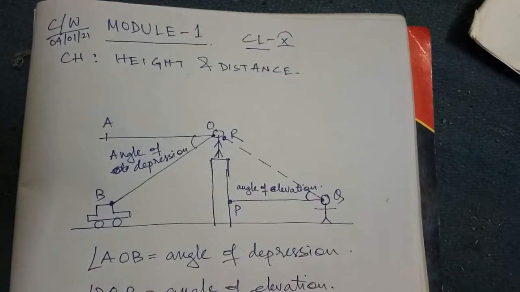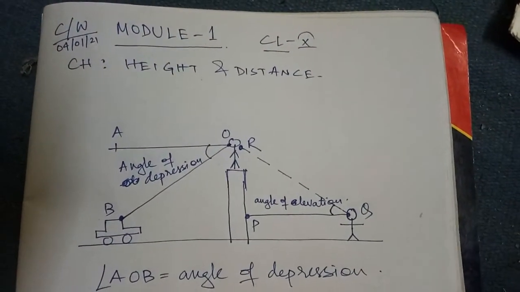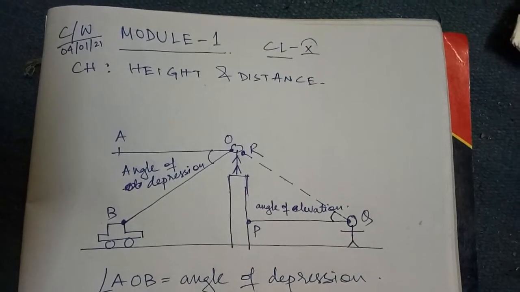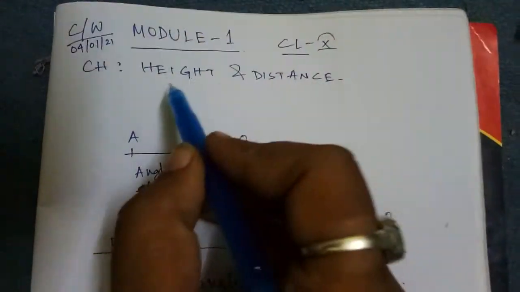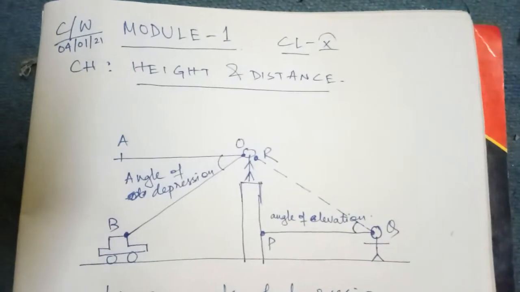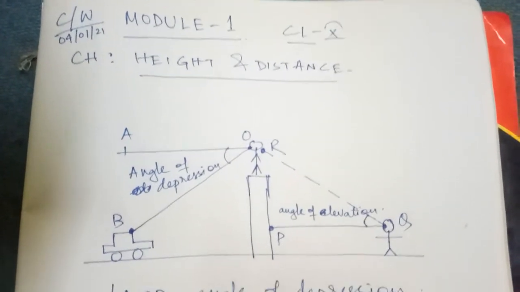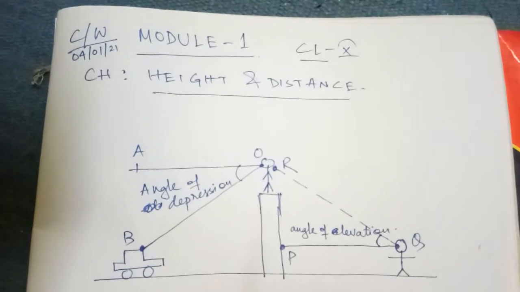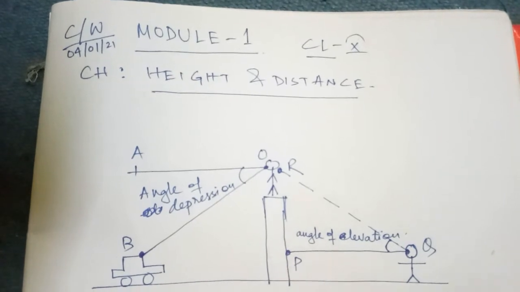I'm doing this chapter also, so that you'll be able to do the sums whenever I give them in the homework. First of all, I'm making you understand this chapter, height and distance. This chapter is related to trigonometry. If you have done the trigonometry chapters properly and the concept is clear, then this chapter will be very easy to do. So this chapter I've done with height and distance, module 1.